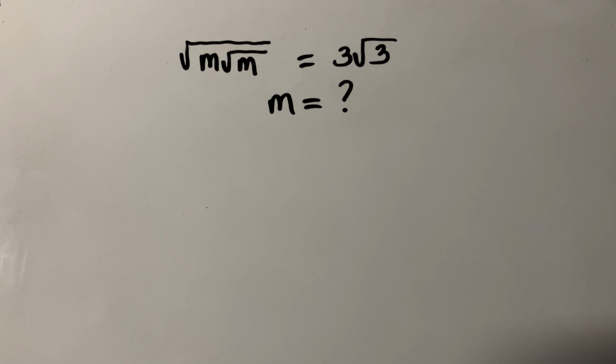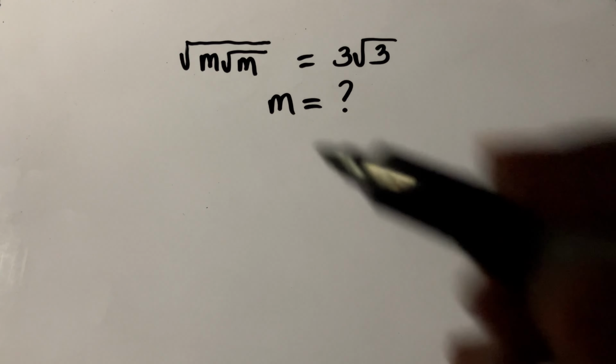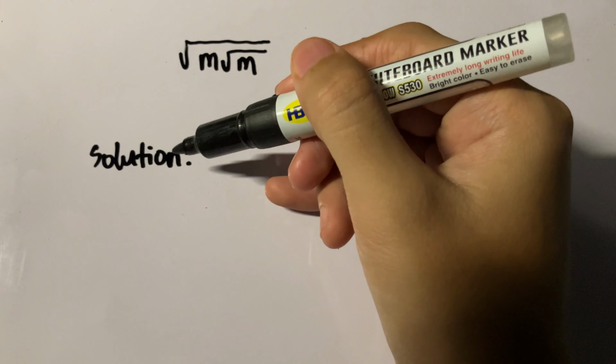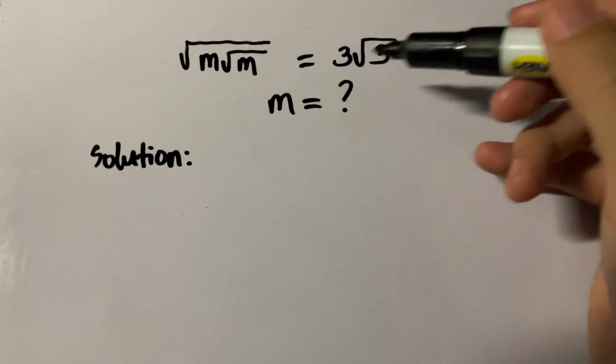Here's another problem. Square root of m times square root of m equals 3 square root of 3. What is the value of m? Now here's the solution. First, let's bring down the given equation.